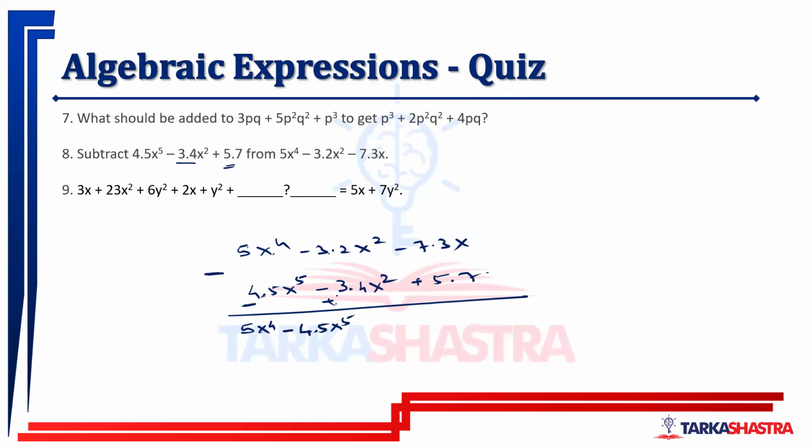Minus 3.2x square and plus 3.4x square will become 0.2x square. This sign will be negative, minus 7.3x, and minus 5.7. That's it. This was your eighth question. Okay, very easy. Only those terms can be added or subtracted for which the variables are the same.